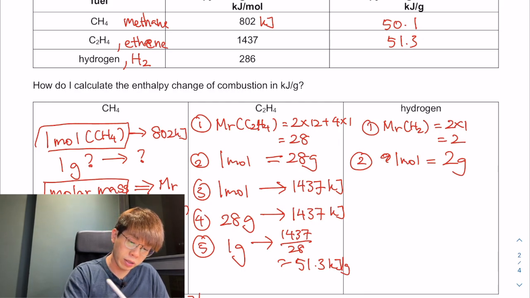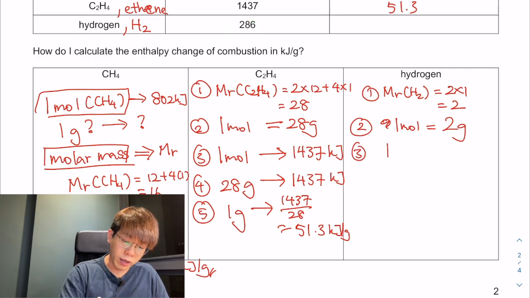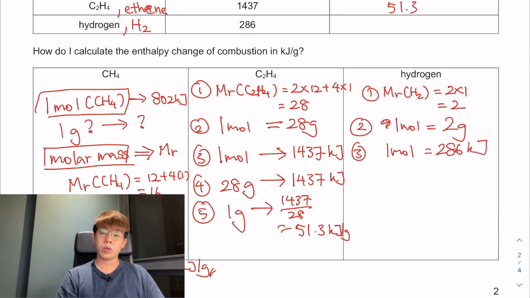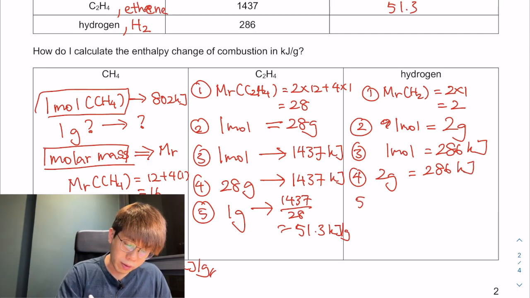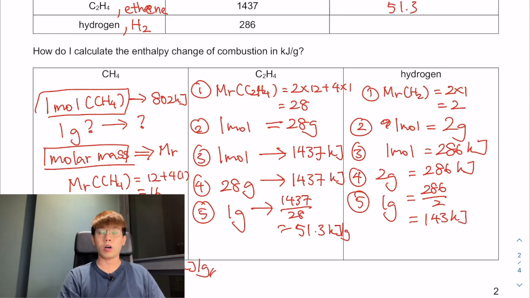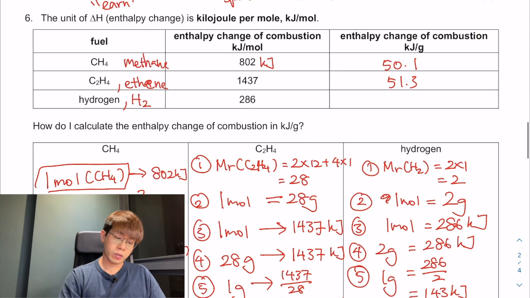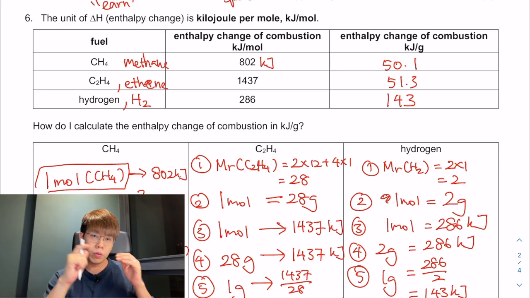Based on our data up over here, we know that 1 mole of hydrogen will produce 286 kilojoules. Right? And that means that 2 grams of hydrogen produce 286 kilojoules. Now, that means that 1 gram of hydrogen produces 286 divided by 2 equals 143 kilojoules of energy per gram. So over here, I write 143 kilojoules per gram. Okay, and that's how you convert per mole to per gram. And we must remember this.